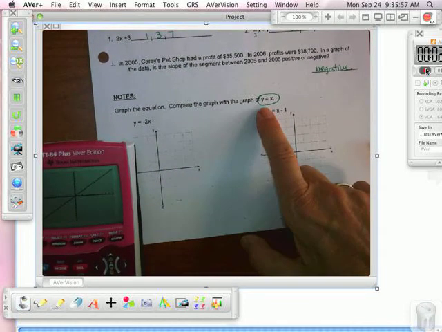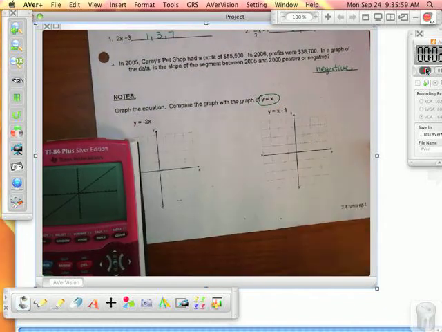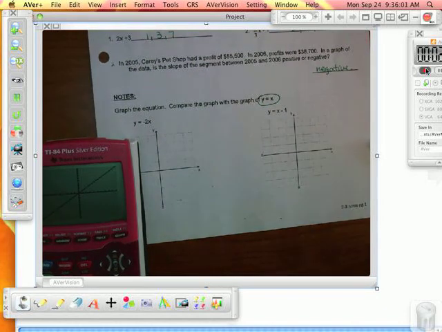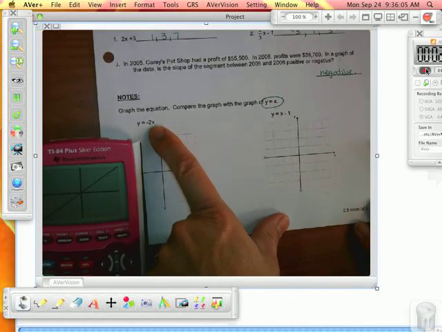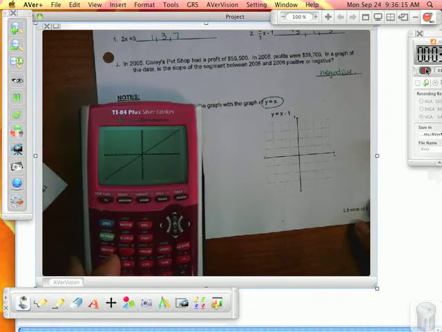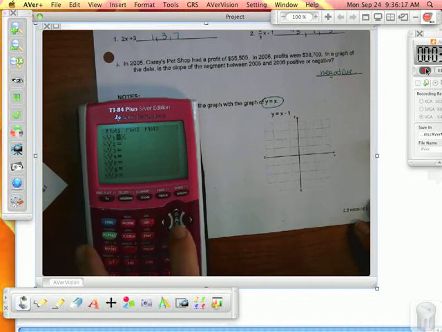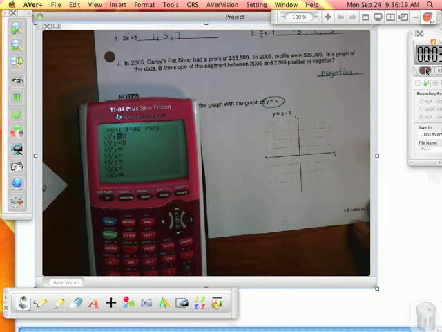What we're going to do in this whole section is use this as the parent function. Y equals x is a parent function. It's the most basic function. We're going to see what happens when we multiply the x by negative 2. Can anybody tell me what's going to happen to the line? It's going to go down. So go down to y2 and enter negative 2x.